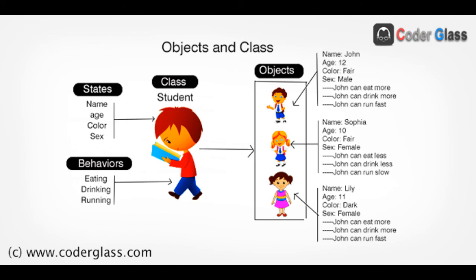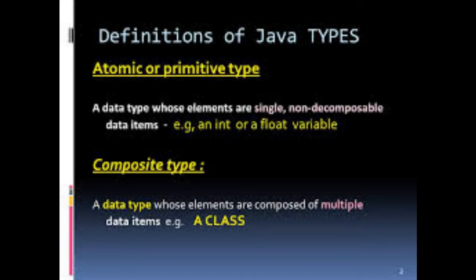That is, in Java language, each object is created from a class, which is called an instance of a class. So in the previous example, John, Sophia, Lily are the three instances of the class student. Third point, class is a user-defined data type or composite data type. That means a class is made using the primitive data types, and you know primitive data types are int, byte, short, long, float, etc. So the class name becomes a single data type for its objects or instances. So hence class name is called a composite data type.